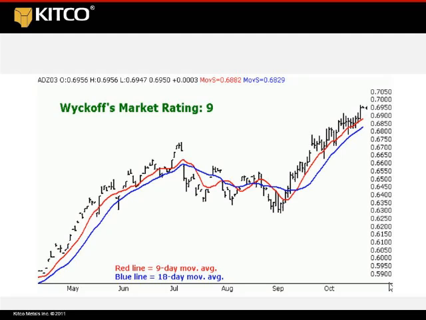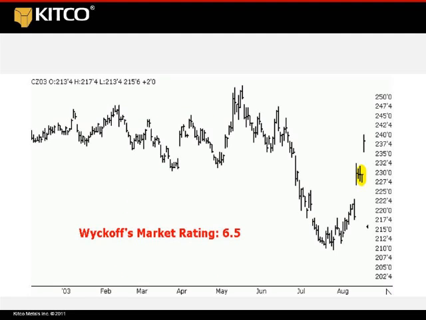Here's a market rating of 6.5. The market's just started to move up off its low and is starting to trend higher. That's a pretty good rating. Now the markets that are rated anywhere from 5.5 to 6.5 or a 7, those are good. Those are markets that are just starting to trend or just produced a bullish breakout. Those are the markets that are probably good buying opportunities.